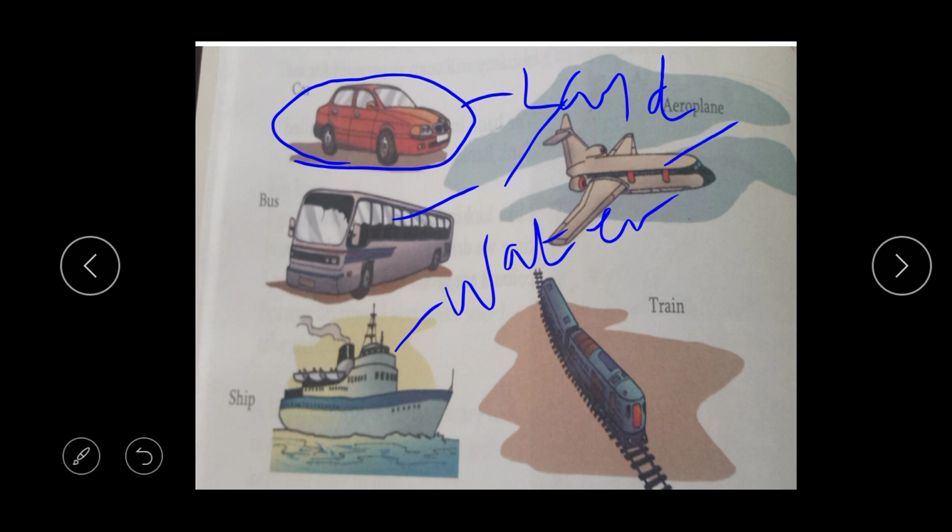Aeroplane is under, can you guess? Yes, air transportation. And train, yes, train is what? Under land transportation. And remember that a train walks on rails.